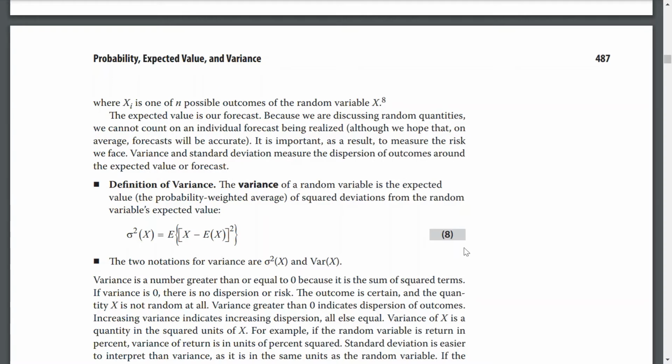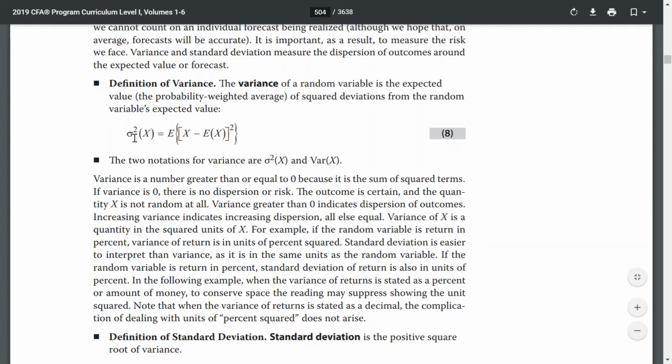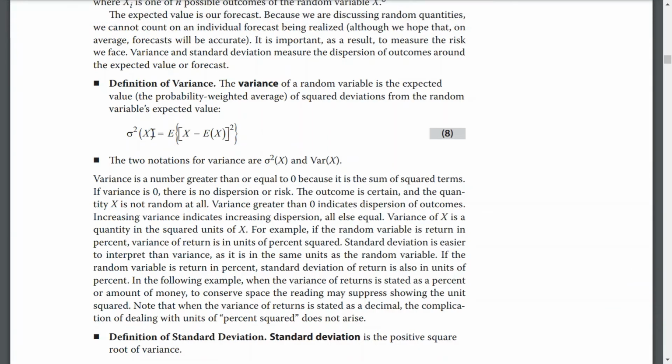Definition of variance: the variance of a random variable is the expected value, the probability-weighted average, of squared deviations from the random variable's expected value. So the standard deviation squared is the variance. Remember how standard deviation squared is variance, or no, variance squared is standard deviation, or one of the other. Variance is a number greater than or equal to 0 because it is the sum of squared terms.